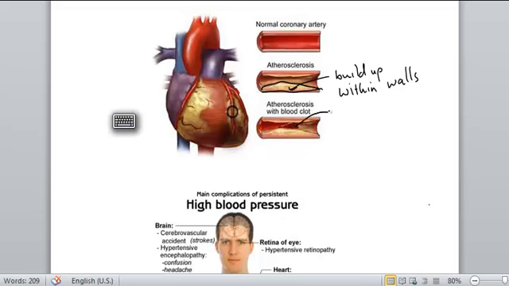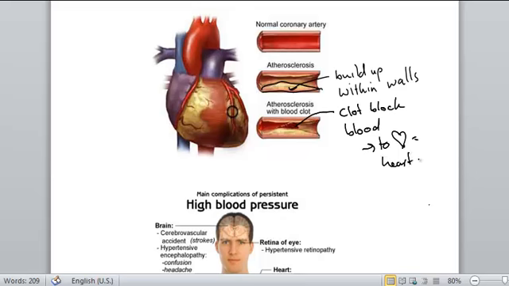Sometimes it causes a clot because as the blood slows down and it can't flow through, it starts clotting there. And the clot will block blood flow. And if it's to the heart, you will get a heart attack where you damage the tissue, the muscle tissue of your heart. And if it's to the brain, you will get a stroke.